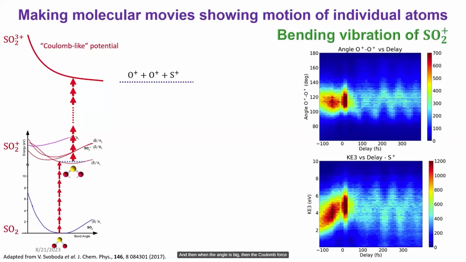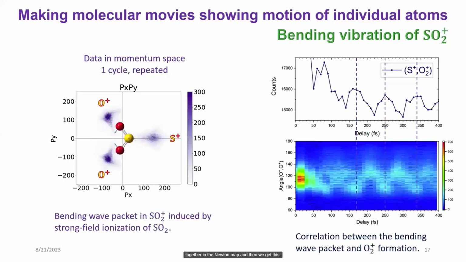And then when the angle is big, the Coulomb force between the two O+ sort of cancels each other out to some extent, so you have less energy, and then you will see our phase oscillation. Then we put all of this information together in the Newton map, and then we get this.